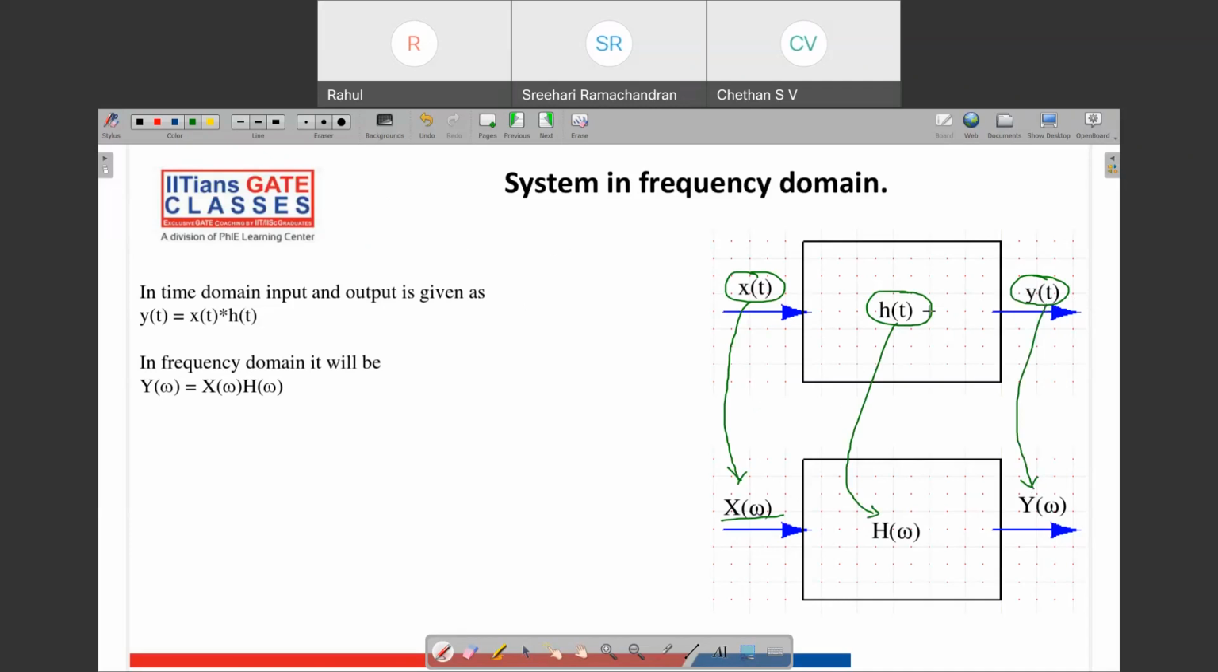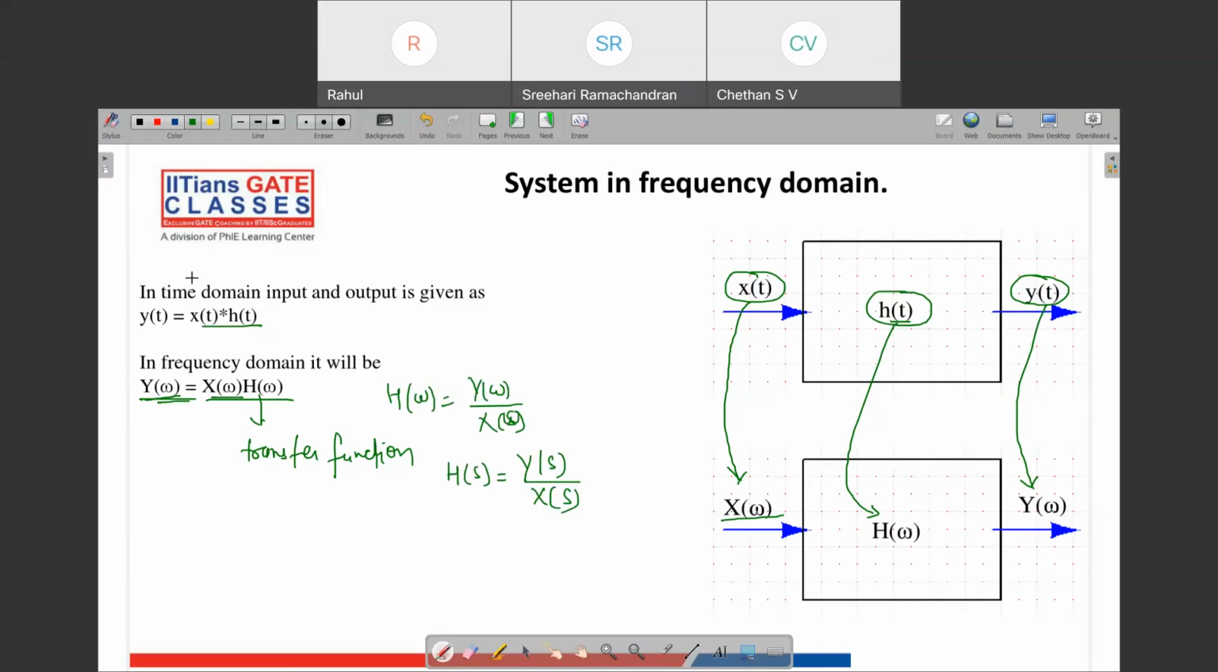We know that the output is given as a convolution of h(t) with x(t), and in the frequency domain, it becomes Y of omega equal to X of omega times H of omega. This H of omega we call the transfer function of the system. This is the input and this is the output. So H of omega is given as Y of omega divided by X of omega. In the Laplace domain we saw a similar thing, that H of s was equal to Y of s divided by X of s.